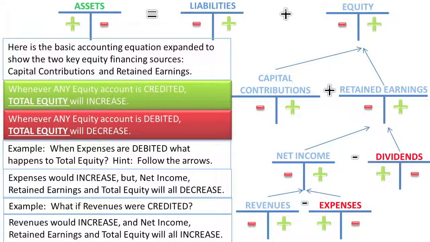If you were to credit an expense, that would reduce expenses. By reducing expenses, your net income will increase, retained earnings will increase, equity will increase.